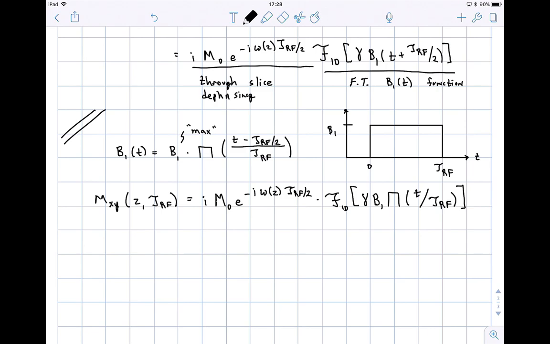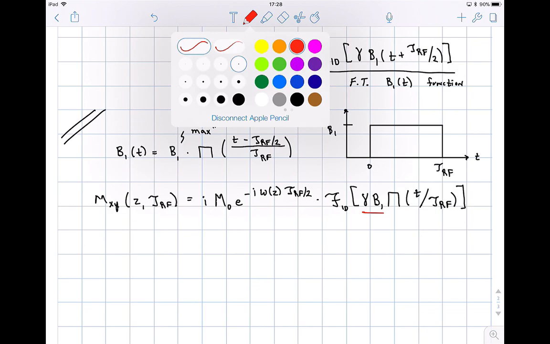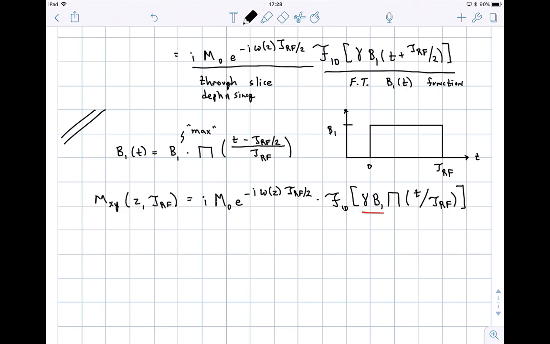This stuff here, this is just a constant, so it can come out in front. Seems a little bit simpler. But what we have is just the 1D Fourier transform of this box function, or this rect function, right? And so the result just ends up being, if you know your Fourier transforms, e to the minus i omega z times tau RF by 2. That's all the business in front.